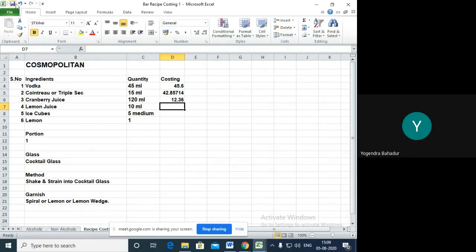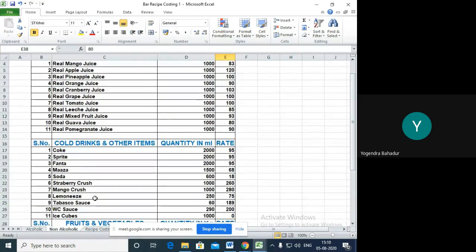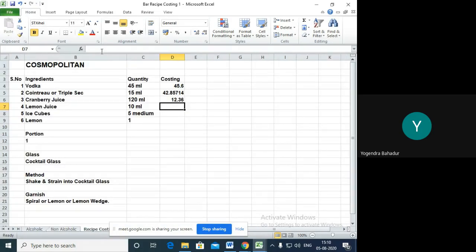Now moving to the lemon juice, as I told you, lemon juice is in the non-alcoholic section and it is in the second part. This lemonade is basically the lemon juice, and the price of the lemonade is 75 rupees for 250 ml. So again moving to the costing, here equal to, then lemonade is 75 divided by 250 into 10 ml. So it is 3 rupees. Ice cubes, here we are going to take it as 0.